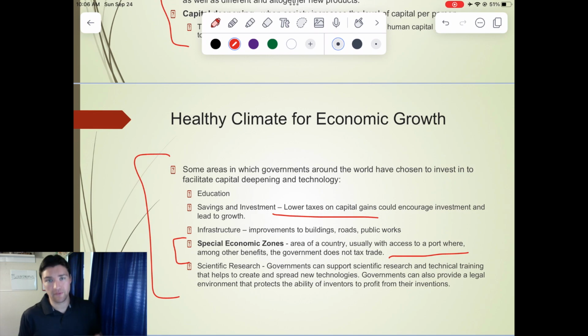Scientific research is a very important thing in terms of economic growth because you can create new things out of science. So by investing into scientific research, governments can support scientific research and technical training that helps to create and spread new technologies. Governments can also provide a legal environment to protect the ability of inventors to profit from their inventions. That's why we have things like patents, where basically if you create an invention and you really want to make it, you can apply for a patent where you can basically make that good by yourself for 20 years. Okay? So these are the healthy things for an economic growth.